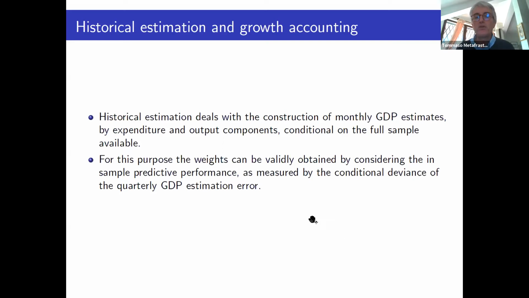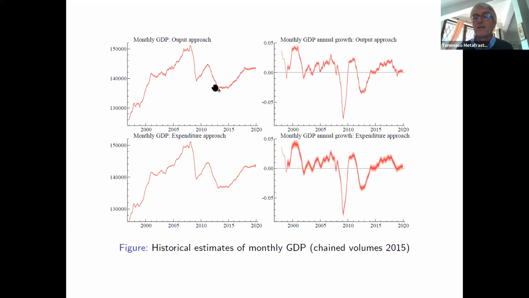Okay, so our methodology can be used to produce historical estimates and the growth accounting. So we can produce a monthly GDP estimate in historical sense using the Kalman filter and smoothing equations, and look at monthly GDP aggregated according to the output approach by branch of economic activity and according to the expenditure approach. There are some nice differences between the two estimates. So for instance, the conditional mean estimate from the output approach is more variable, as you can see, with a more jagged appearance. This is because industry and trade are a little bit more volatile.